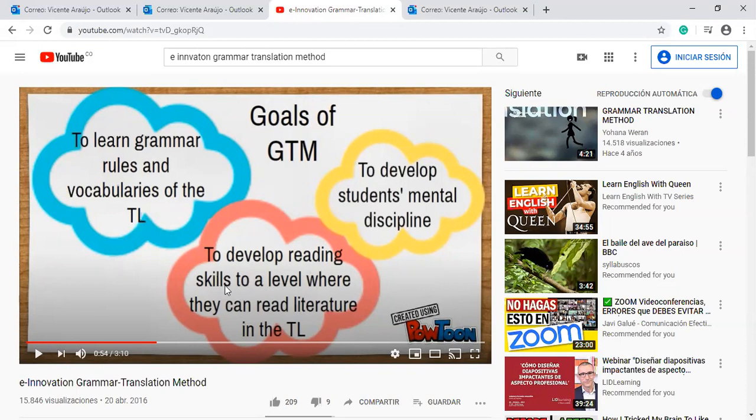Another goal is to develop reading skills to a level where they can read literature in the target language. Literature was very important for the grammar translation method: to read, understand, and translate literature, books, history books, culture books, and to develop students' mental discipline. Yes, because you have to translate, but based on specific grammar rules and vocabulary. Next.